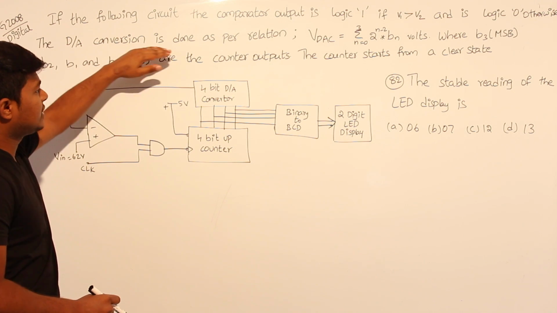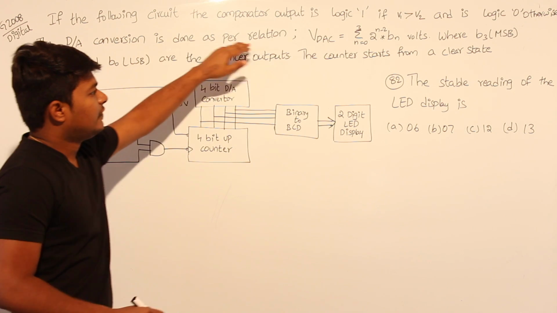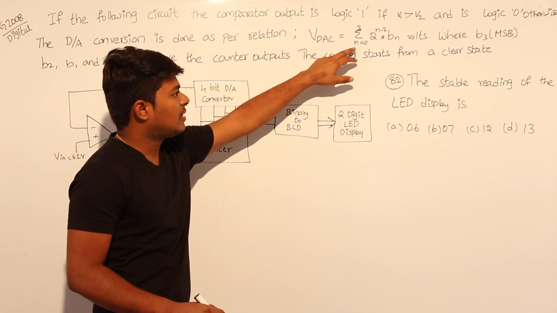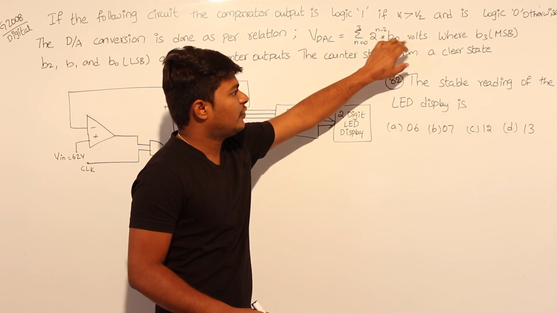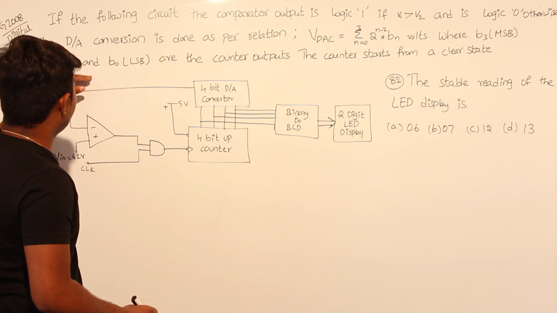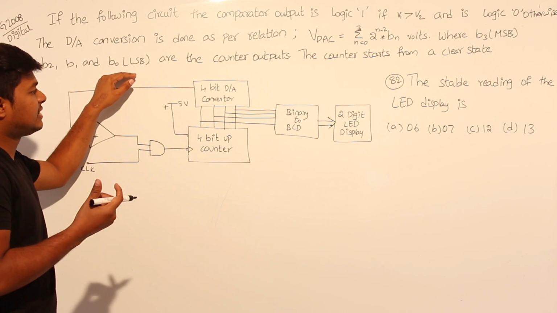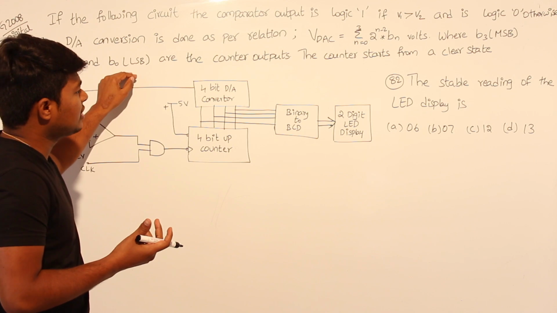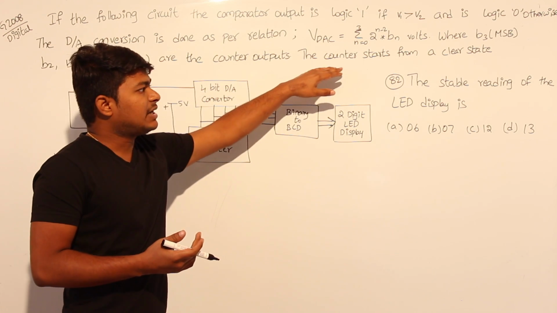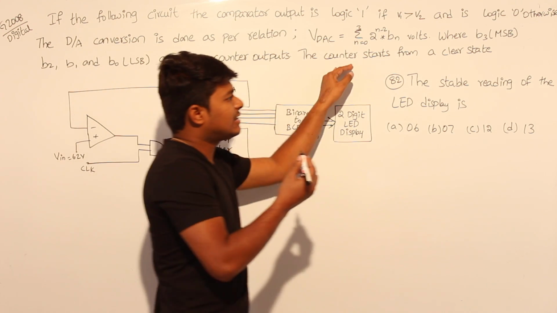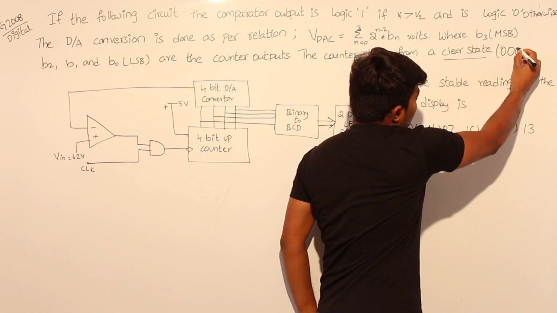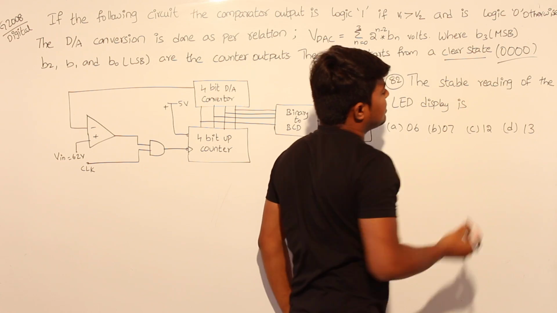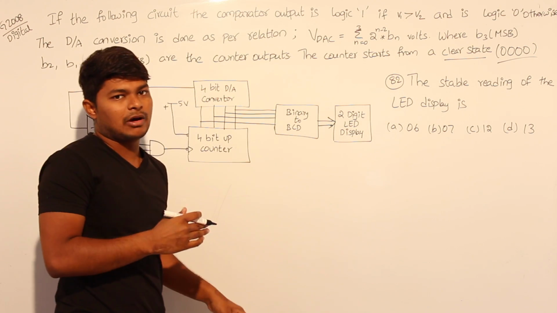The D to A conversion is done as per the relation VDAC is equal to sigma n equal to 0 to 3 of 2 power n minus 2 into Bn volts, where B3, B2, B1, B0 are the bits for the counter outputs. Okay, the counter starts from a clear state. Here clear state means you must know that its state is 0 0 0 0. Clear state is nothing but starting from all zeros.